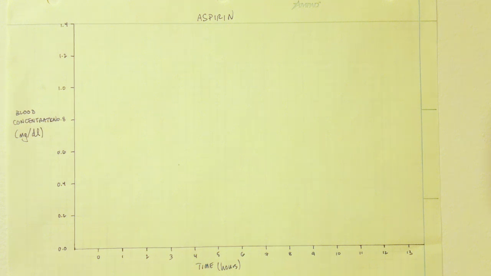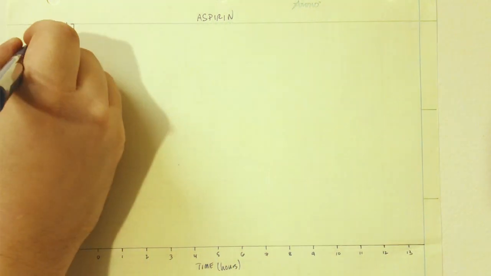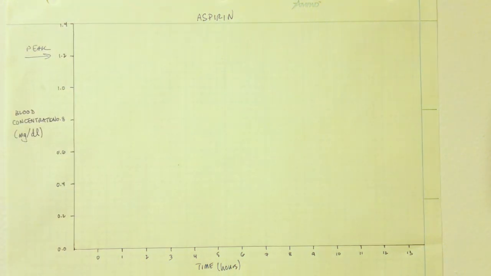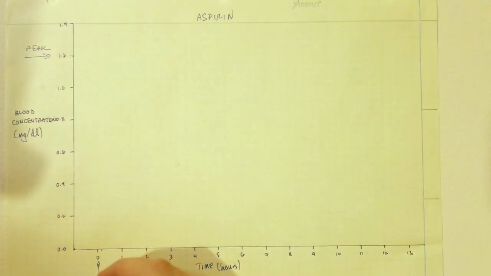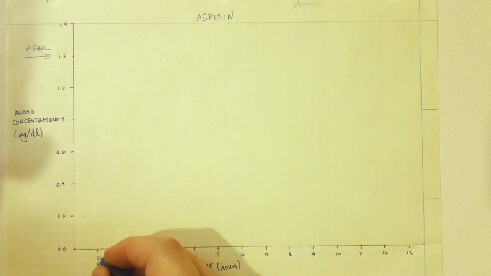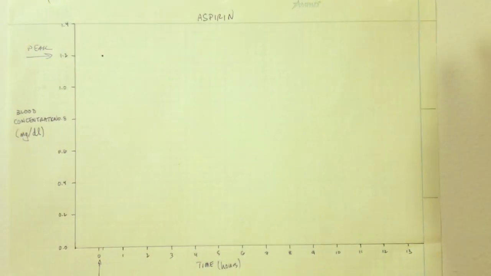Okay, so for aspirin, it turns out that the peak blood concentration for a common dose that you would take when you have a headache is about 1.2 mg per deciliter. That's the peak. Now the time that it takes to the peak is quite fast, 0.2 hours. So if you take 2 pills at time 0, 12 minutes later you're going to reach the peak level of concentration, so right about here.